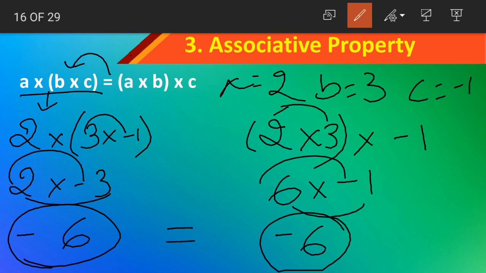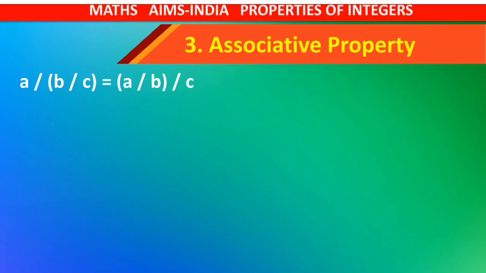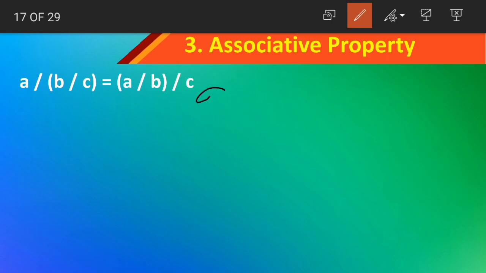LHS is equal to RHS. Understood? LHS is equal to RHS. So we can say that multiplication of integers follows associative property. Is this clear? Yes. The last operation is division. Again, A is equal to 2, B is equal to 3, C is equal to minus 1.